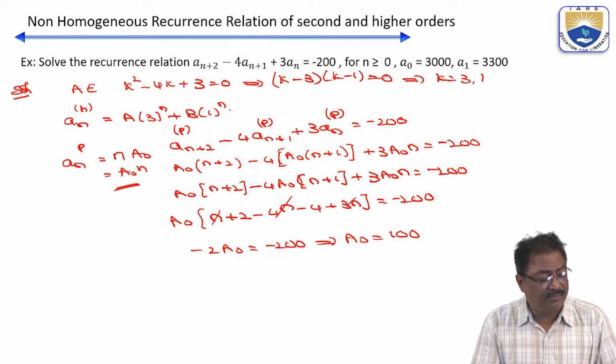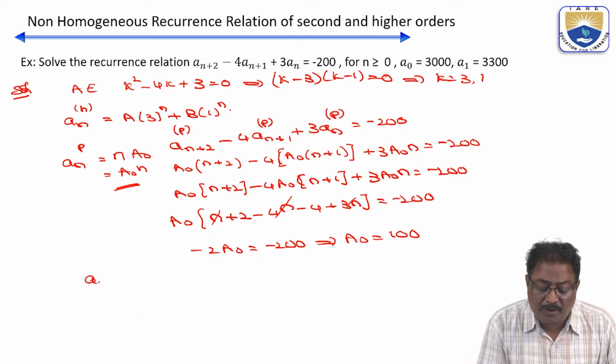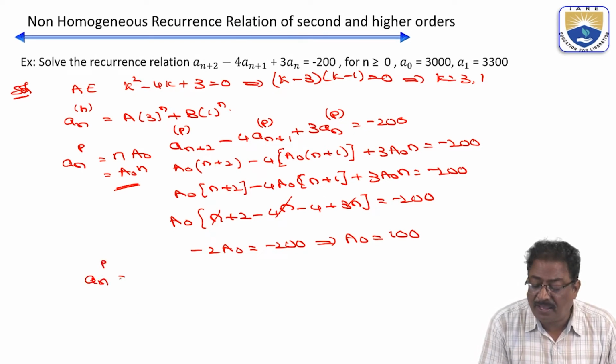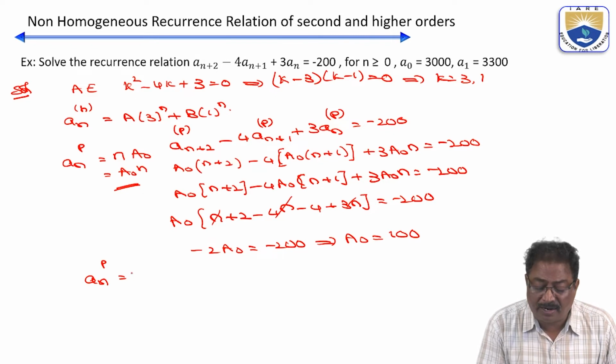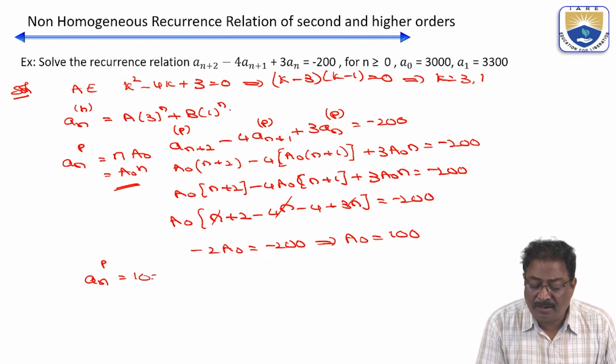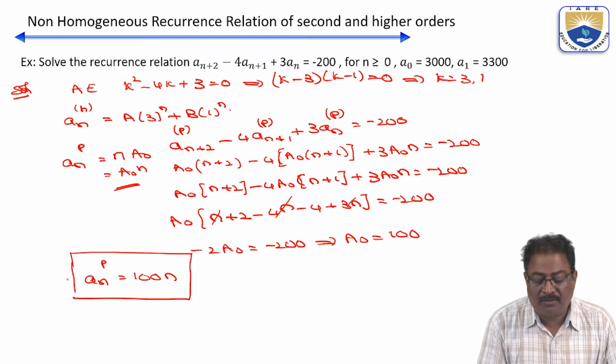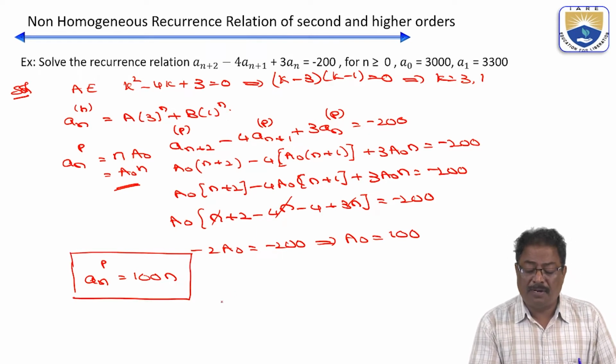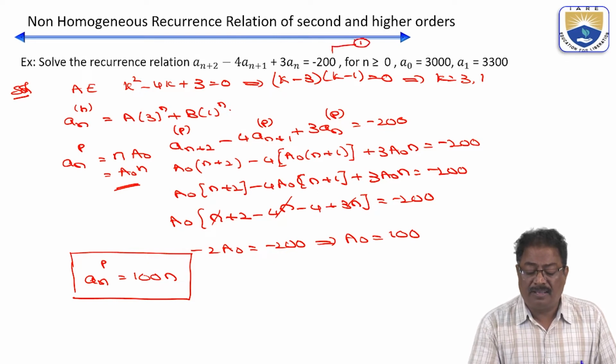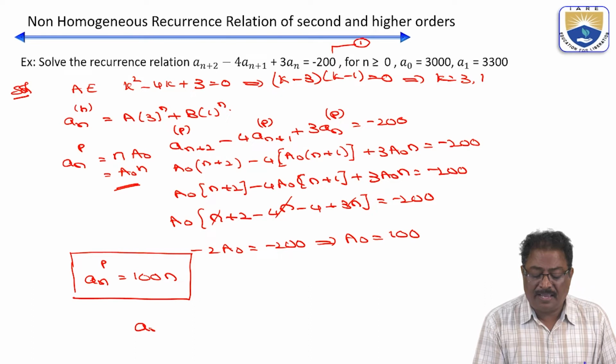So after finding this, what is the assumed particular integral? a_n^p is equal to a naught, capital A naught is 100, into n. This is the particular solution. Then the complete solution for the given recurrence relation, let us call this as 1, I am going to write it as a_n is equal to a_n^h plus a_n^p.